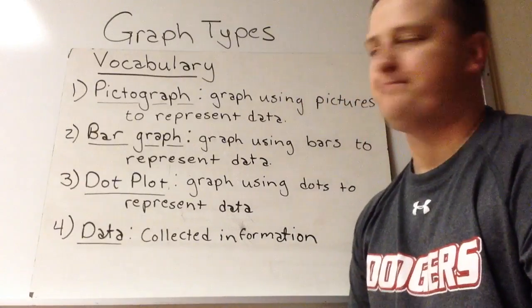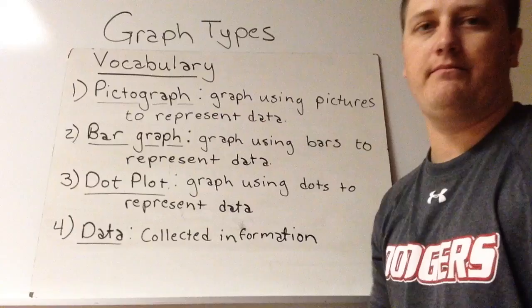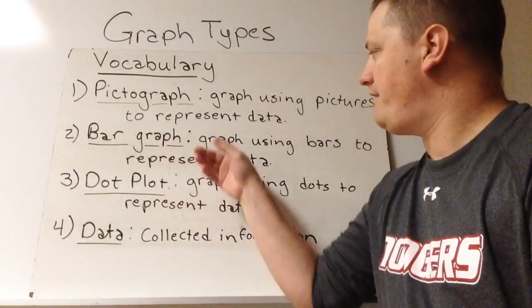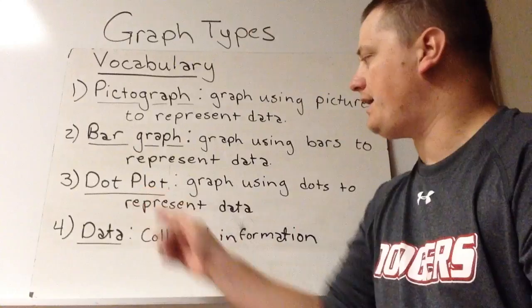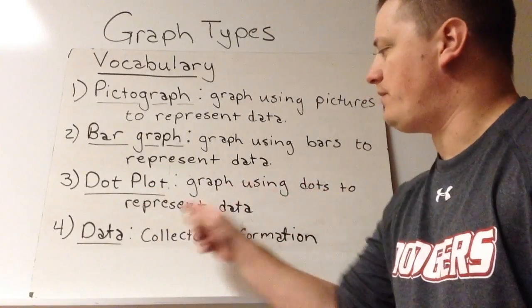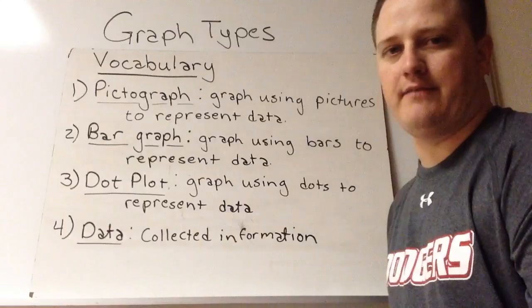Our vocabulary: pictograph, graph using pictures to represent data. Bar graph, graph using bars to represent data. Dot graph, graph using dots to represent data. And then lastly, data, collected information.